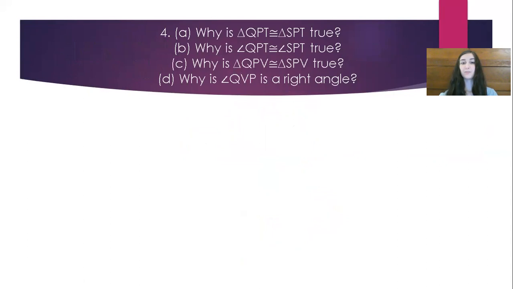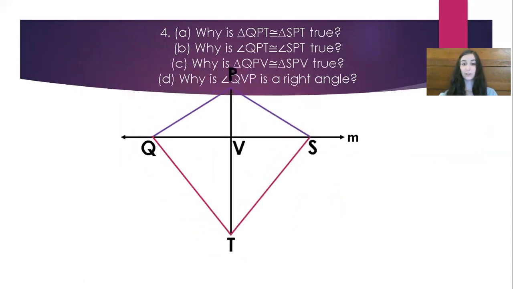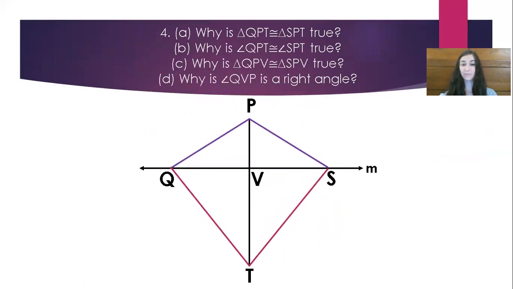Now, for question 4, we're asked a series of questions that you have to look at this image to answer. Now, the first one wants to know if triangle QPT is congruent to triangle SPT. Now, the problem also gave us this right here. These lines mean that these two lines are the same and these two lines are the same.